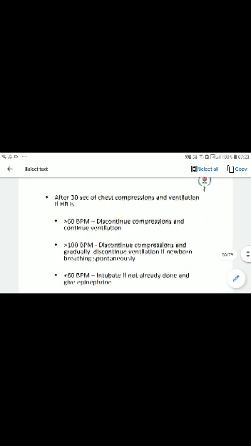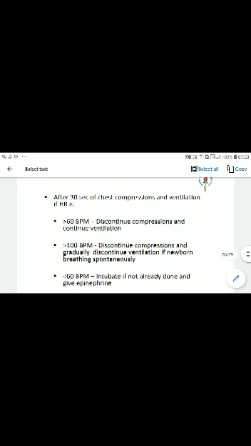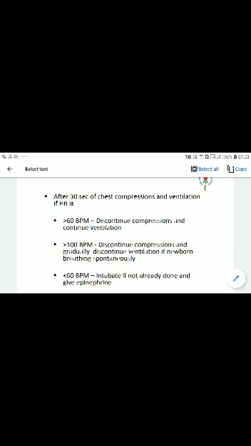if the heart rate improves to more than 100, stop both ventilation and chest compression. If it is more than 60, you continue ventilation but don't give chest compression. If it is below 60, continue both chest compression and ventilation. And if the procedure is required for a longer period, you consider intubating the baby with the endotracheal tube.